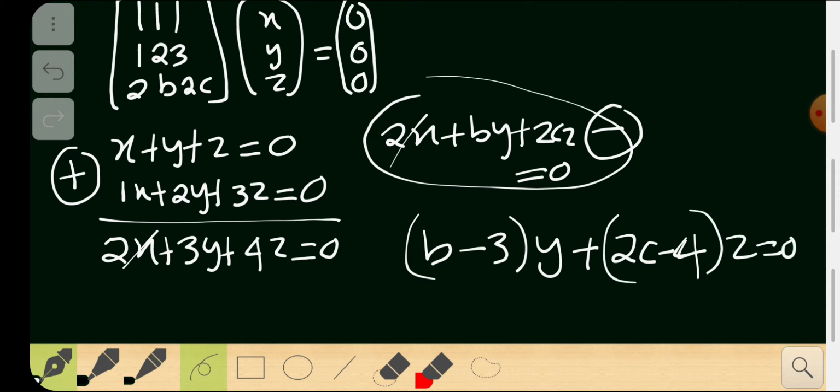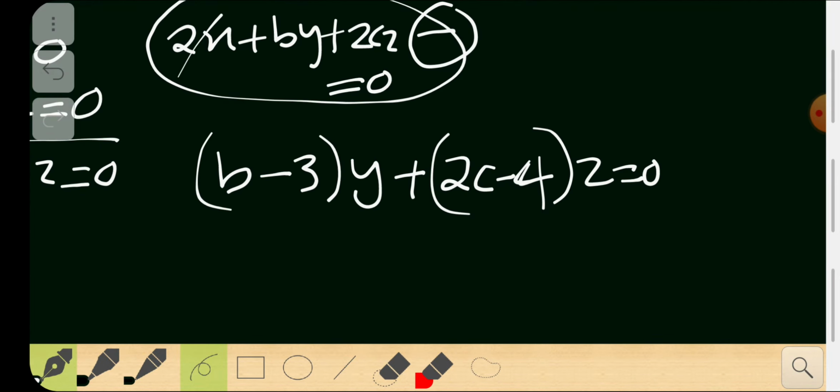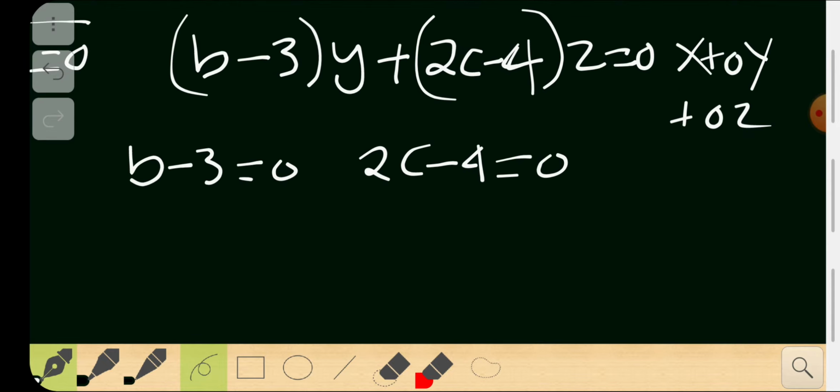You get that. Now you can see that there is no x component on the right side, and there is no y component, so it's 0y plus 0z. So you can equate them both. You get b minus 3 is equal to 0 and 2c minus 4 is equal to 0. Now you can simplify that. You get b is equal to 3, and c is equal to 4 by 2, that is 2. So b is equal to 3 and c is equal to 2.